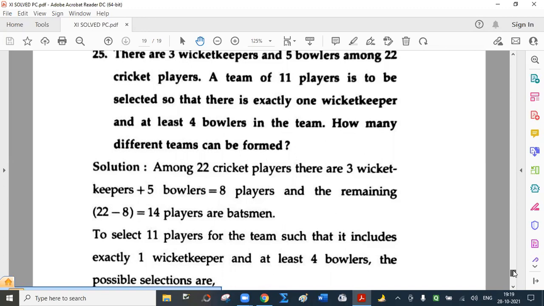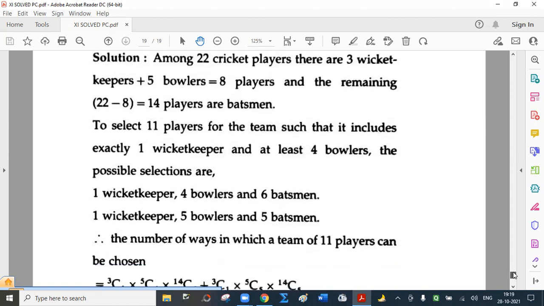Now to select 11 players for the team such that it includes exactly 1 wicket keeper and at least 4 bowlers. At least 4 means what? 4 or more, right? So how many possibilities are there? 1 wicket keeper, 4 bowlers and 6 batsmen. Second possibility, 1 wicket keeper, 5 bowlers and 5 batsmen. Is that clear? See, these are the only 2 possibilities because number of bowlers is only 5. So what is total number of ways?